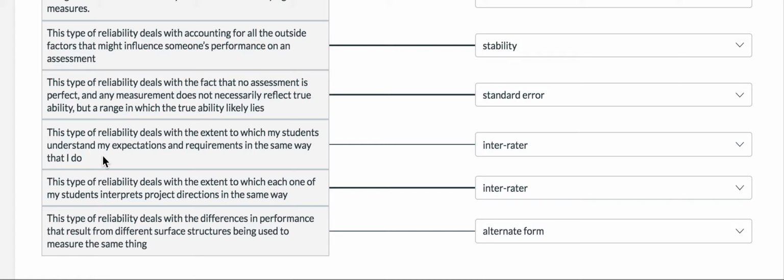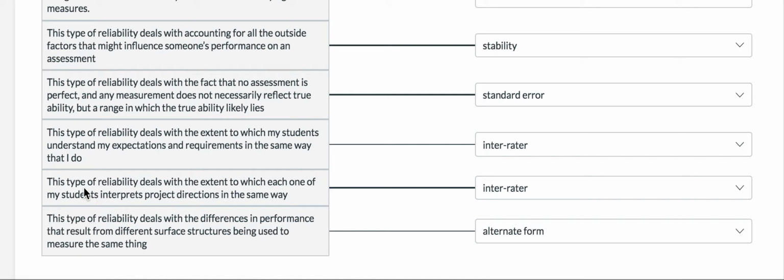For the next one, this type of reliability deals with the extent to which my students understand my expectations and requirements in the same way that I do. Again, the idea here is that multiple people are looking at one thing. I write out directions, I look at it, all my students look at it. Hopefully we all come to the same conclusion. If we don't, that's an inter-rater reliability issue.